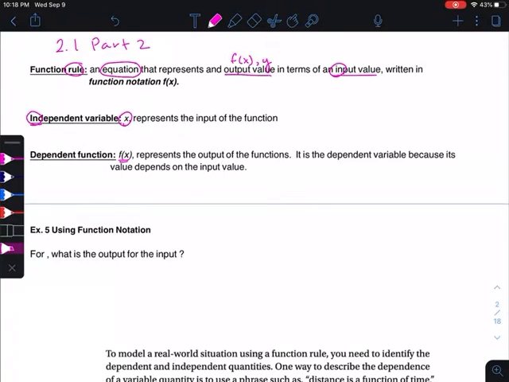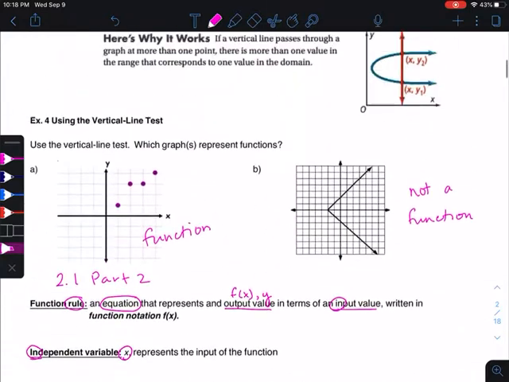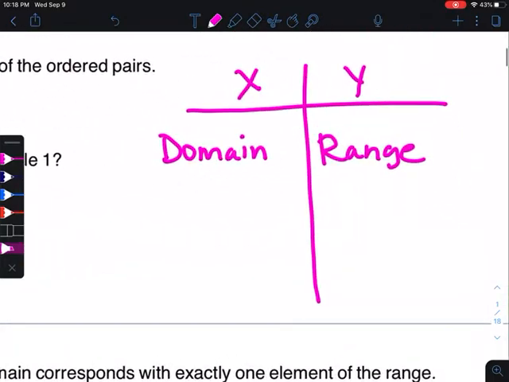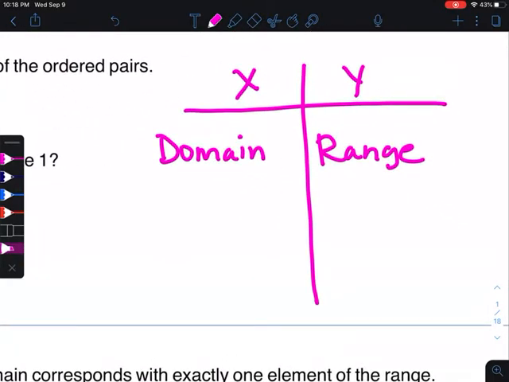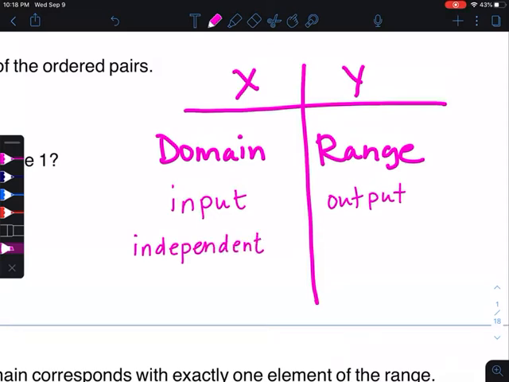So now we have a little bit more to add on to that chart that we started on the front of our packet. We have some new words. We have input and output, and we have independent variable and dependent variable. So if you just flip back to the front of your packet, back where we started our x and y, we had our domain and our range. We're now going to include an input and an output. We're going to include independent, and we are going to include dependent.